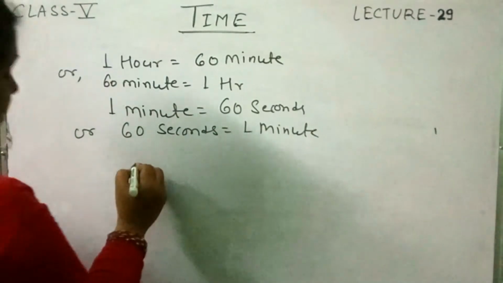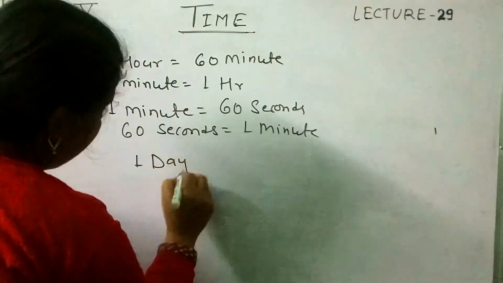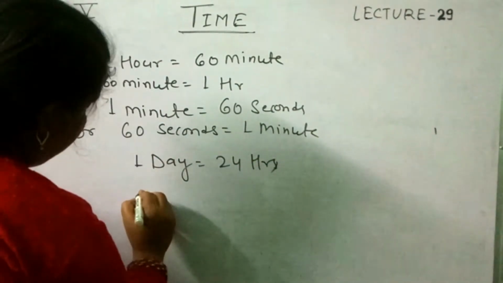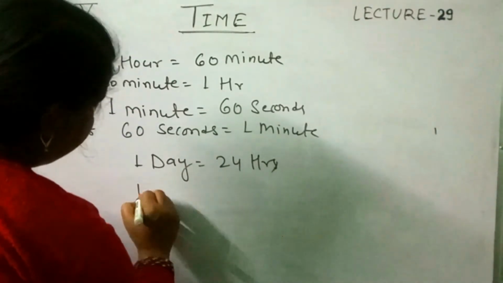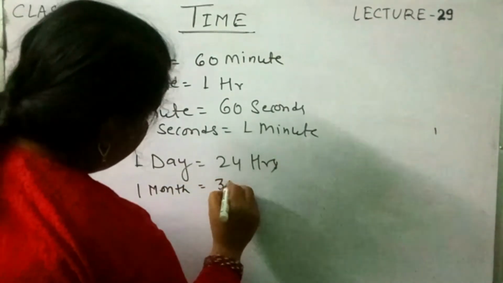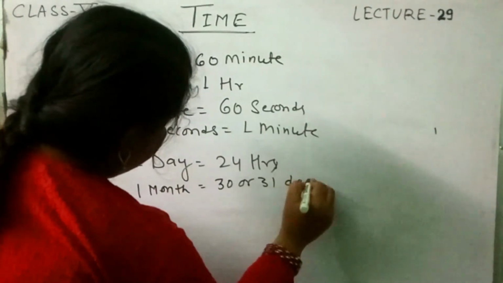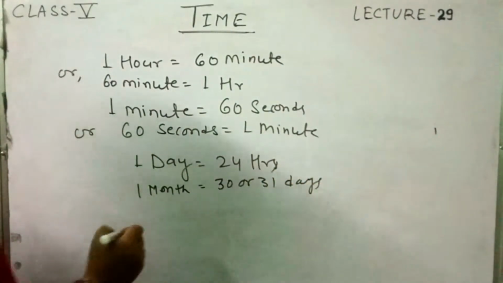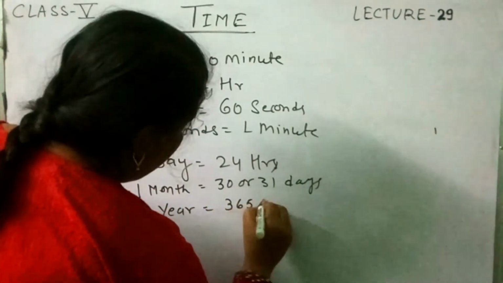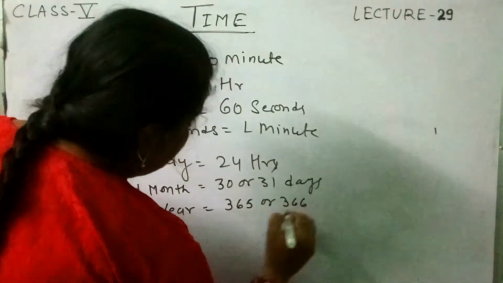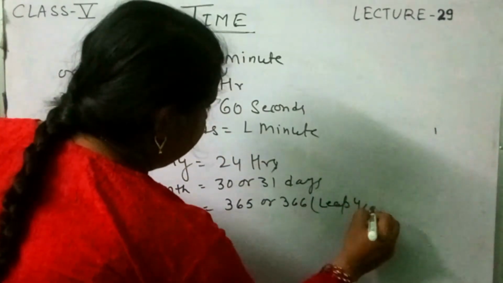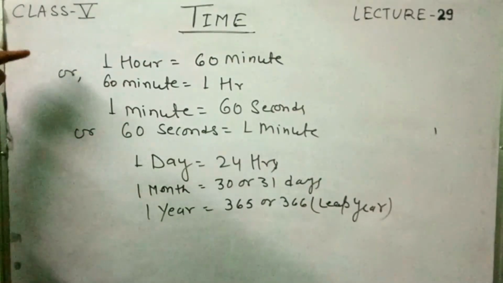In the same way, 1 day is equal to 24 hours, and 1 month is equal to 30 or 31 days. In the same way, 1 year is 365 or 366 in a leap year. That is the table of time.